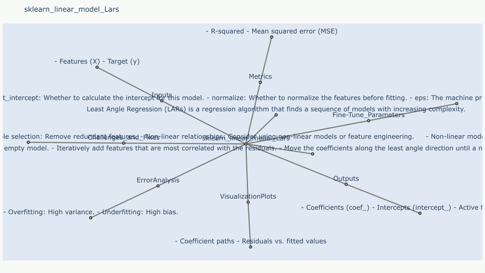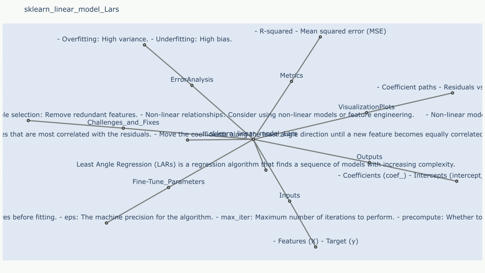This makes it a good choice for problems with a high degree of collinearity among the features. LARS is also closely related to the lasso algorithm, and can be used to implement lasso by simply stopping the LARS algorithm at a certain point.